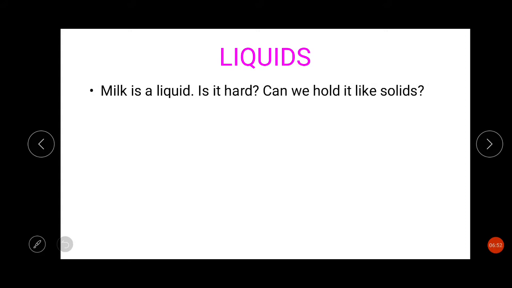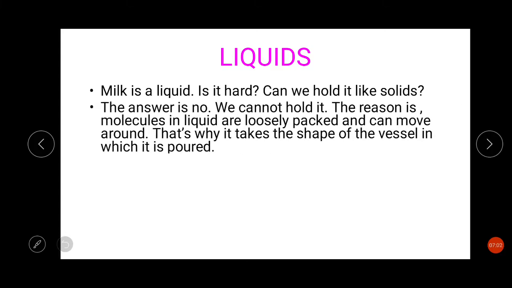Well, let us learn about liquids. Milk, for example, is a liquid. Is it hard? Can we hold it? No, we cannot hold it. Why? We cannot hold it because the molecules in the liquid are loosely packed. They are not very much tightly packed. They are loose and they can move around a little bit. That's why it takes the shape of the vessel in which it is poured.